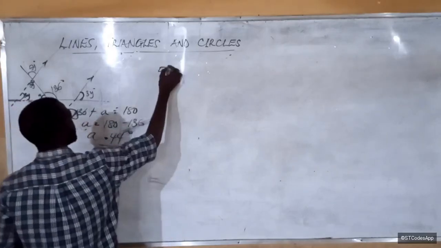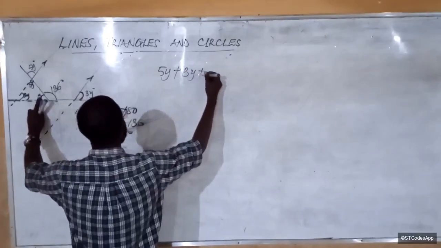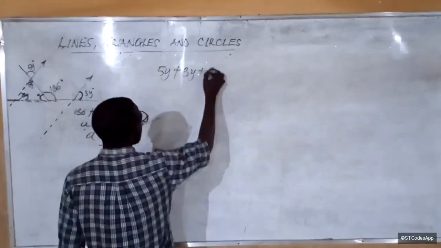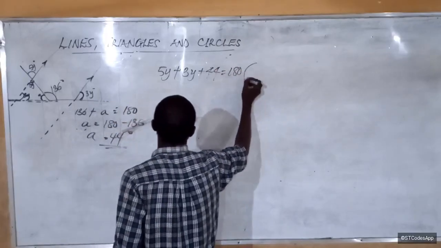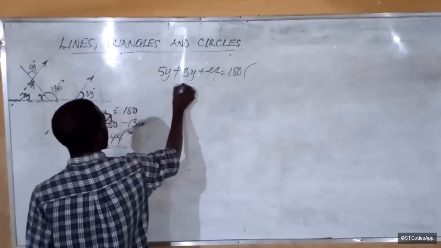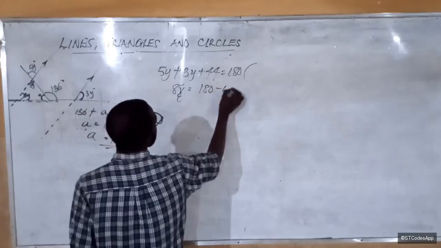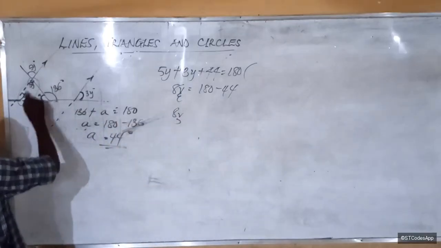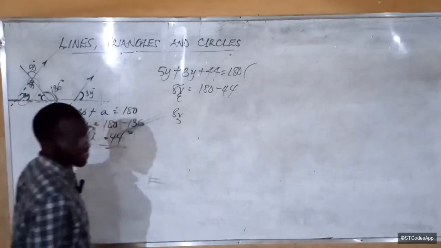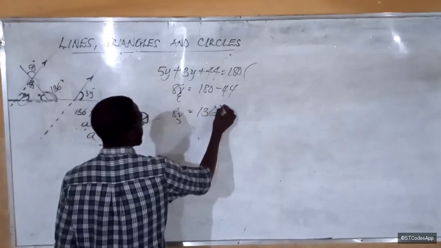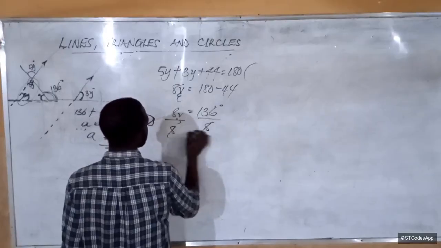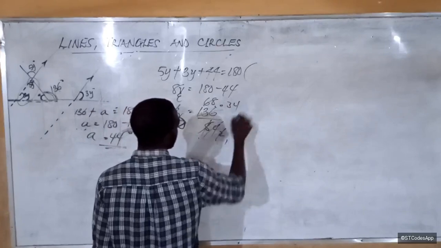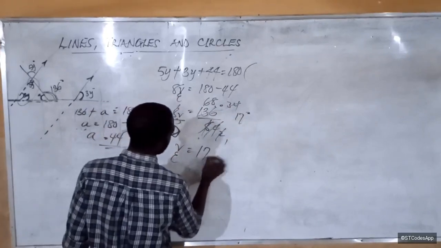So we now say that 5y plus 3y plus A, which is now 44, should be equal to what? What's the axiom? The angles in a triangle sum to 180. So 8y is equal to 180 minus 44. Oh, you know we needn't even do all this. From here we can just say this should be equal to the opposite exterior angle. So 8y is equal to 136. Divide both sides by 8. So y is equal to 17.